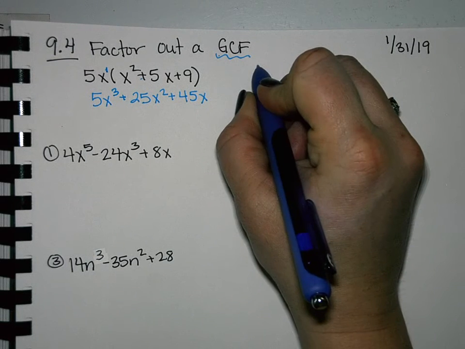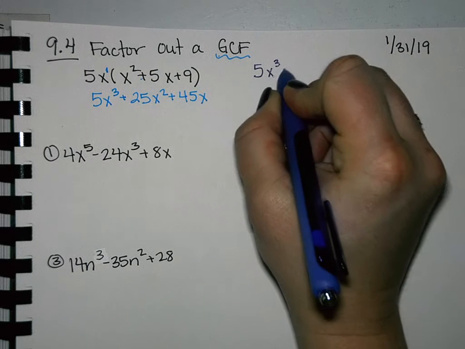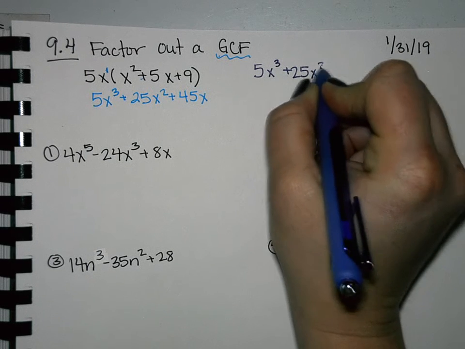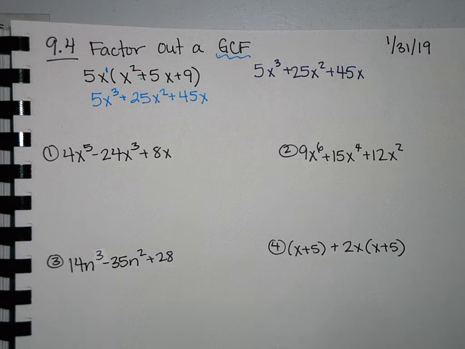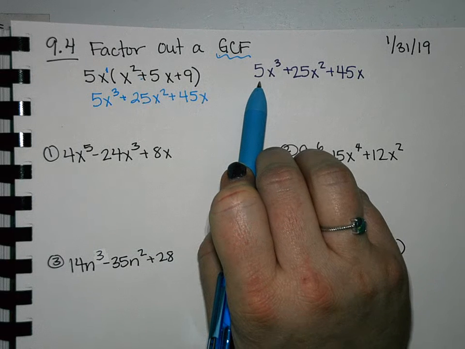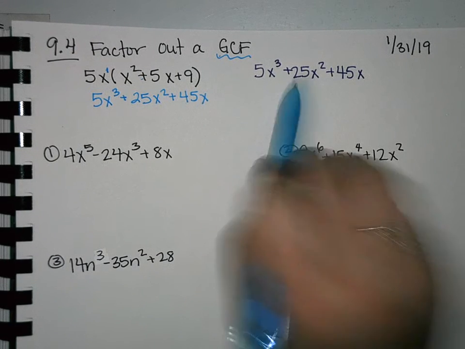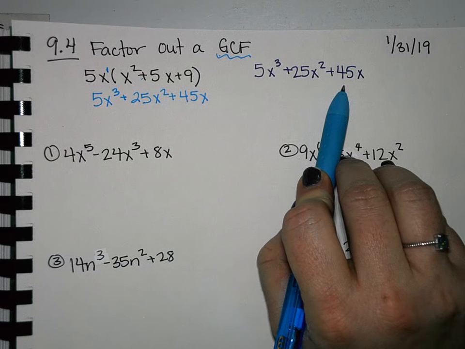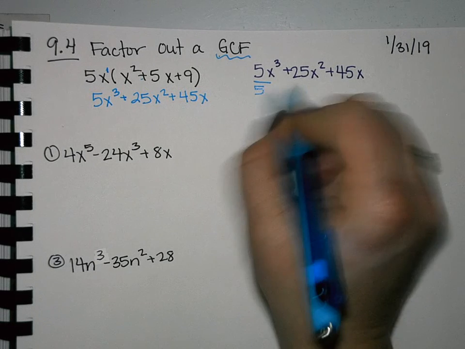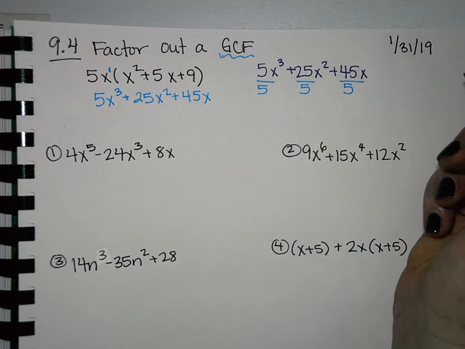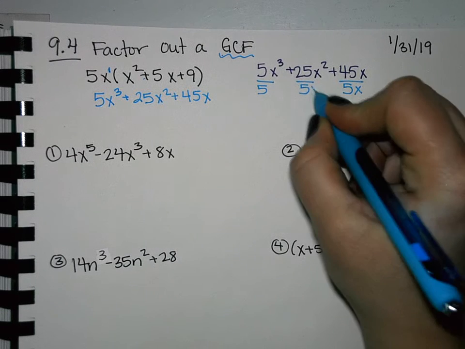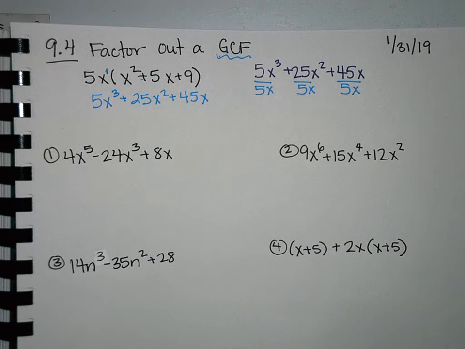What we're doing today is we're going to start off with something like this, and we're going to try to figure out what is the greatest common factor. So to do that, you're going to look at each term. So the 5x to the third, the 25x squared, and the 45x. What is the greatest common factor? 5. Okay, 5 divides evenly into all 3. What about letters? Is there a letter in common? They all have an x. So we're going to divide all of these by 5x.